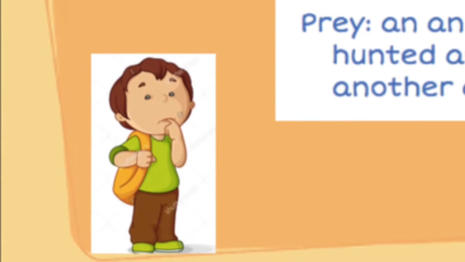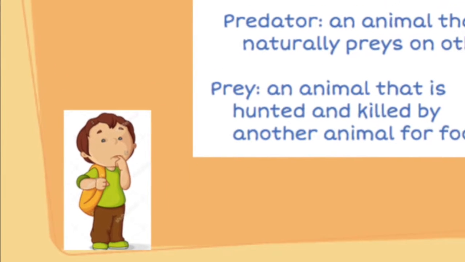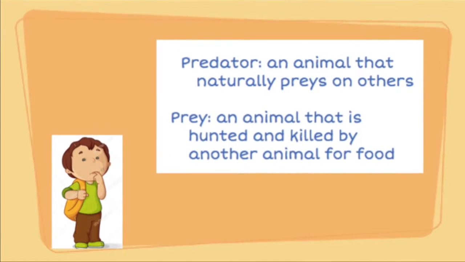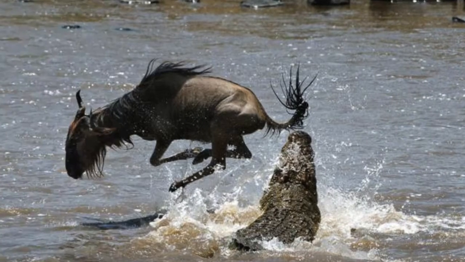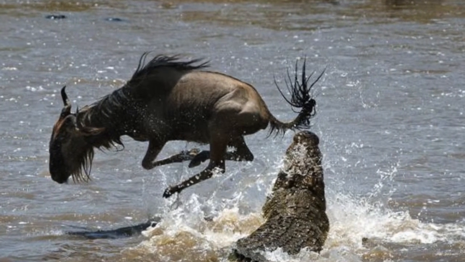So what are predators and prey? Prey is defined as an animal that is hunted and killed by another animal. Predator is defined as an animal that naturally feeds on others. So how do these two very different roles interact? Predator-prey interactions, or predation, involves one species consuming or eating the other.